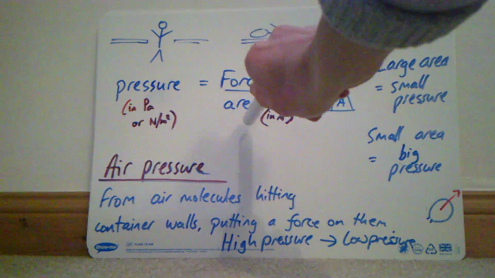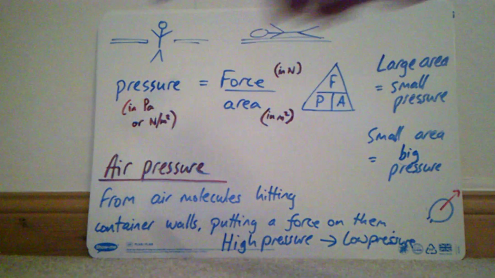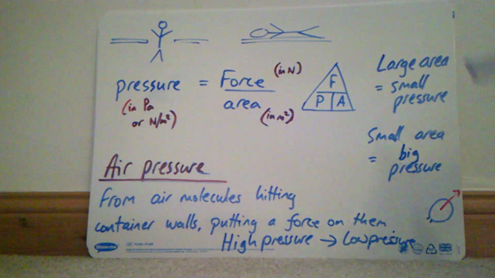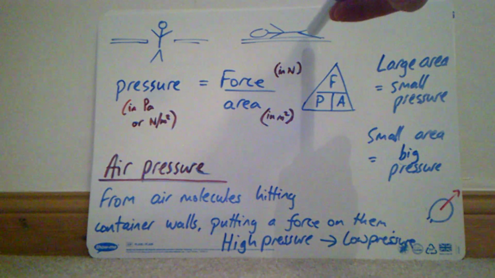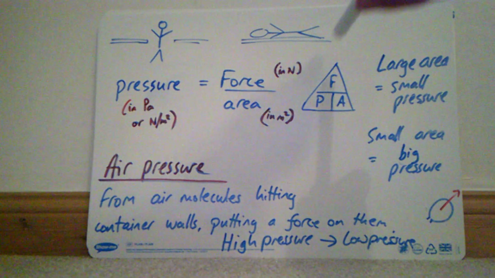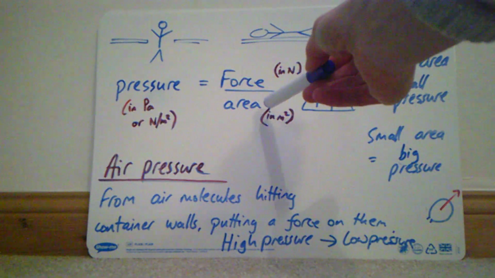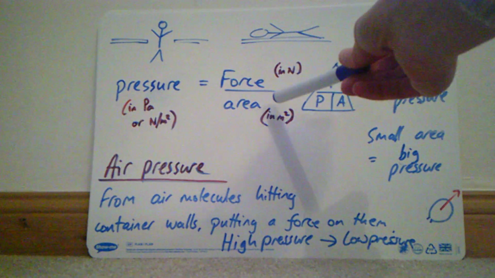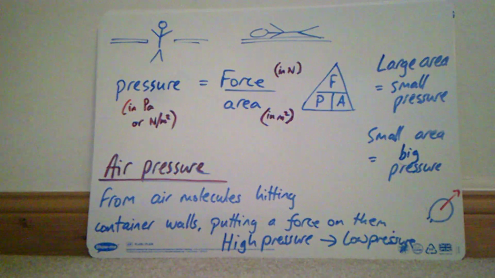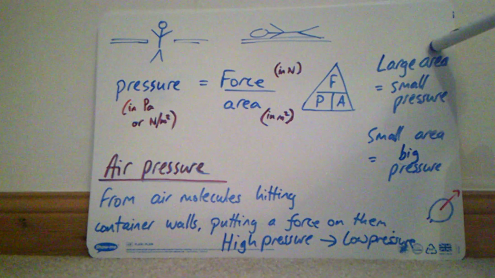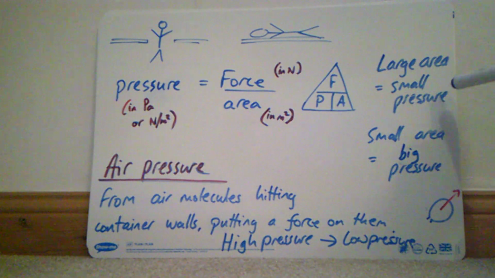small. So if you have the area quite small, then the pressure is quite big and they fall through the ice. Whereas the area of somebody's body lying flat over the ice, that area is going to be much bigger. So if the thing on the bottom of the fraction is much bigger, then the pressure is going to be smaller and the ice will hold. So large area equals small pressure, small area equals big pressure.